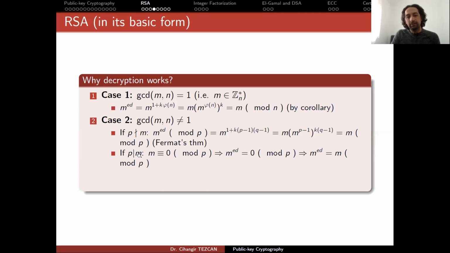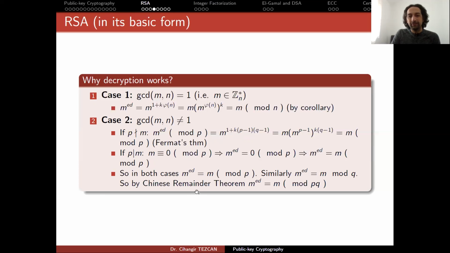In the second case, if p divides m, then m would be equivalent to 0 modulo p. Again, this operation will give us m. So in both cases, m to the power ed equals m modulo p. Similarly, m to the ed equals m modulo q. At this point, if you use the Chinese remainder theorem, this means that m to the ed would be equal to m modulo p times q, which is n. So decryption works due to number theory.